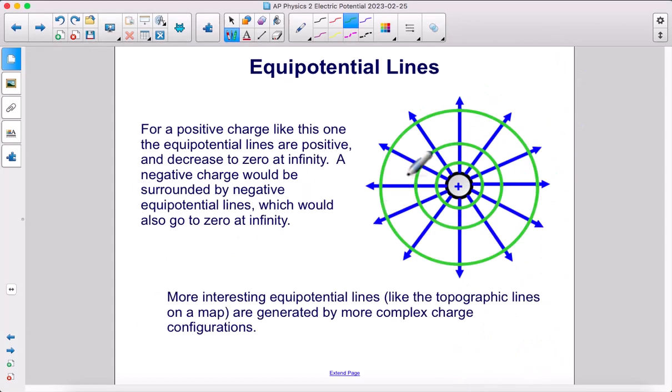For a positive charge like this one, the equipotential lines are positive and decrease to 0 at infinity. A negative charge would be surrounded by negative equipotential lines, which would also go to 0 at infinity. More interesting equipotential lines, like the topographic lines on a map, are generated by more complex charge configurations. When I say these lines are positive, that means they might have values like 10, 5, 2, etc. Numbers, voltages that are above 0.